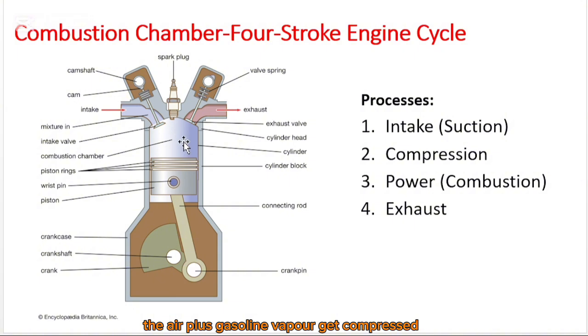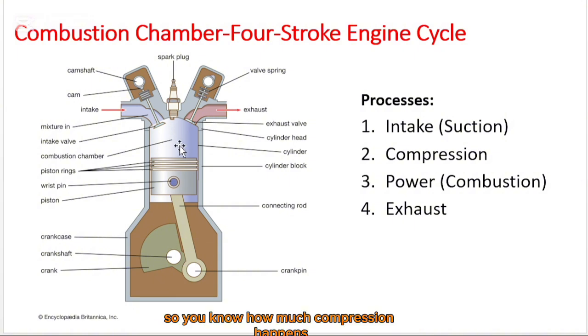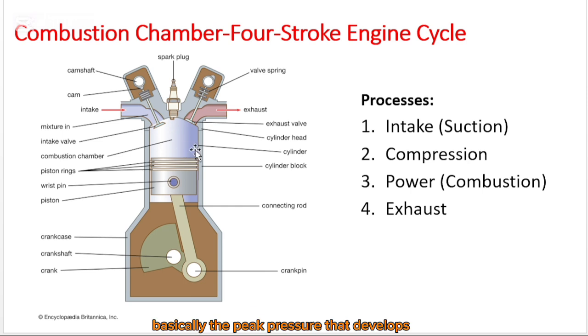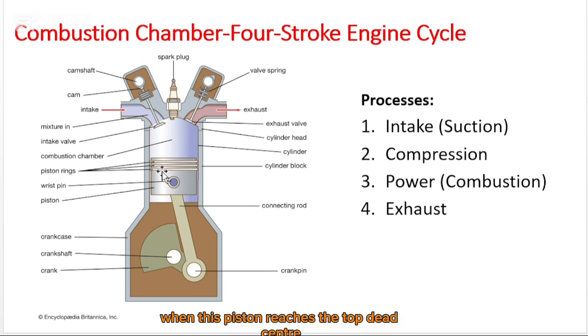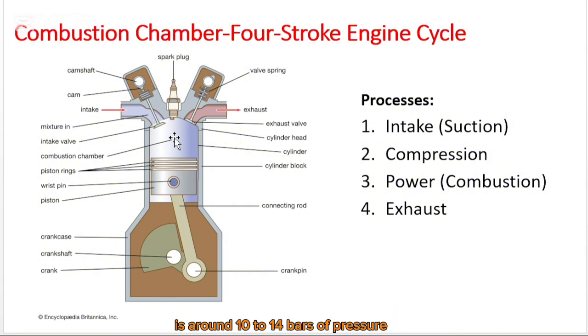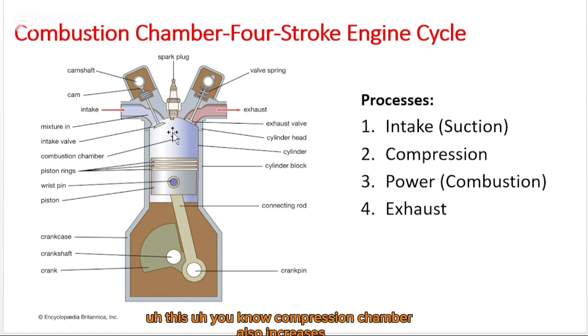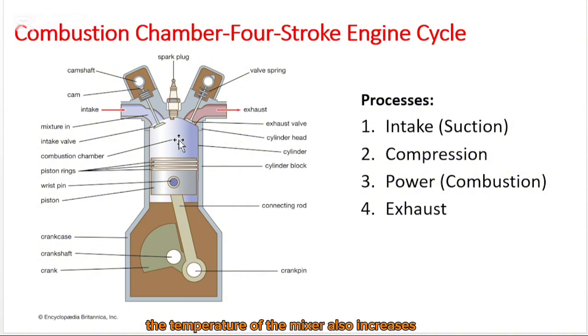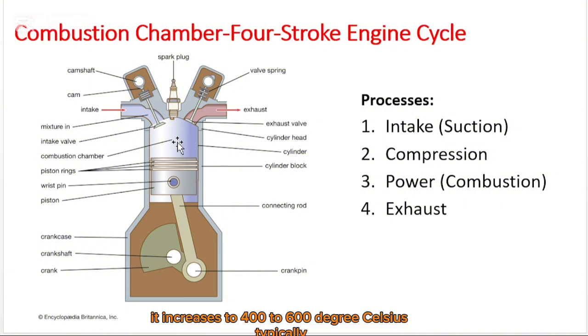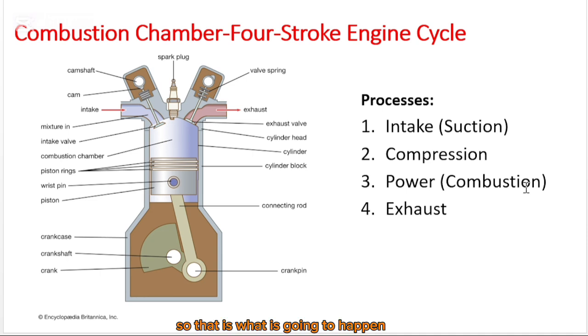The air plus gasoline vapor gets compressed. You know how much compression happens? Basically, the peak pressure that develops when this piston reaches the top dead center is around 10 to 14 bars, and because of the compression, the temperature of the mixture inside this combustion chamber also increases, typically to 400 to 600 degrees Celsius. So that is what is going to happen.